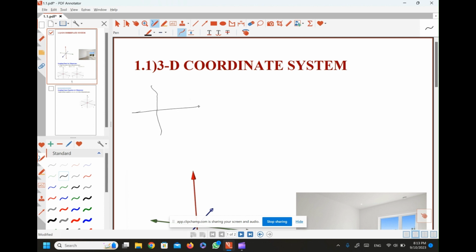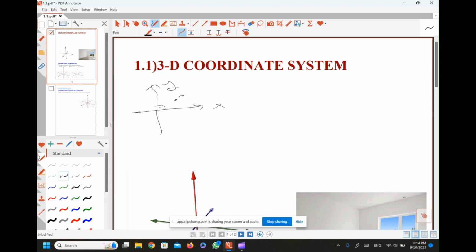So we had two axes, x-axis and the y-axis. The x-axis is the horizontal one, y-axis is the vertical one, and they're perpendicular to each other. And you also learned how to locate a point, how to graph a point on two-dimensional coordinate system. Let's say this is the point that you're asked to locate.